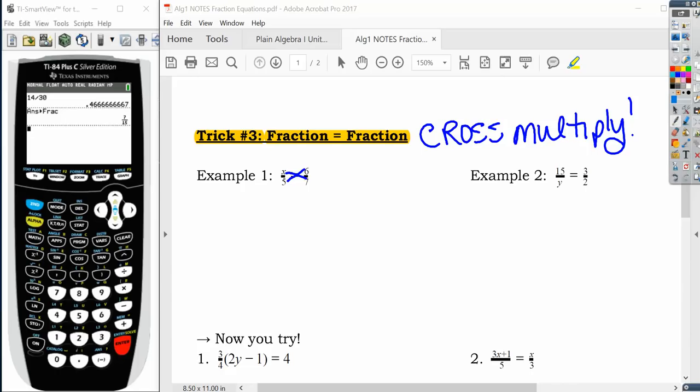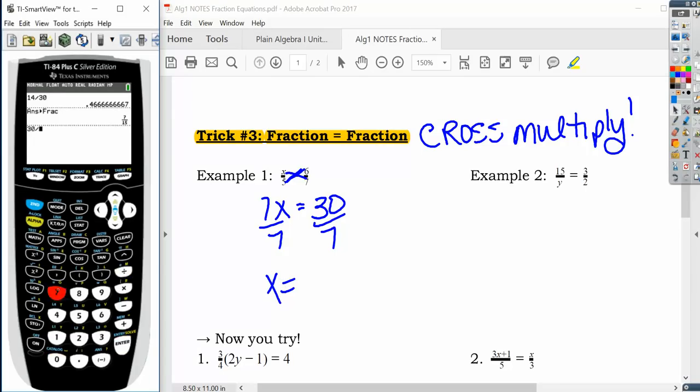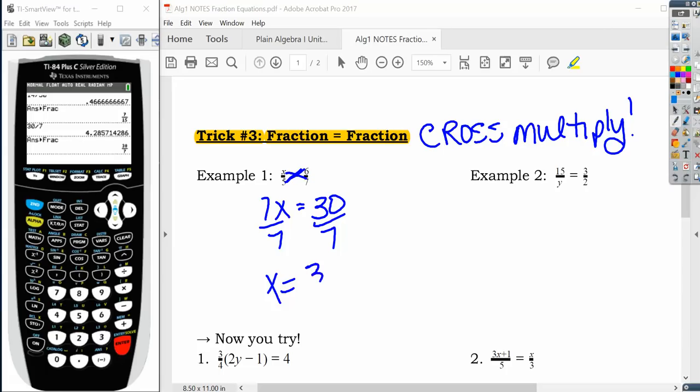So X times 7 is 7X. And 5 times 6, that equals 30. So I do one diagonal equals the other diagonal. I'm now going to solve for X by dividing by 7. So 30 divided by 7. Math, enter, enter. I get 30 over 7.